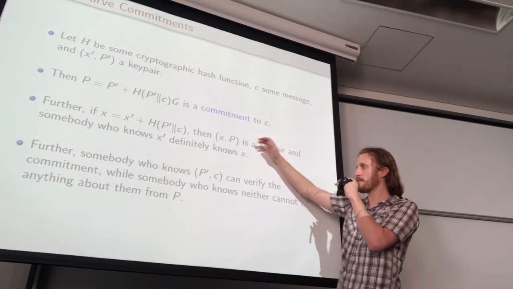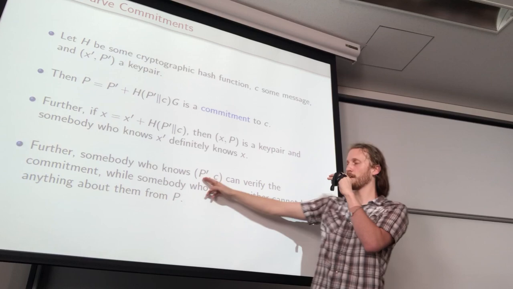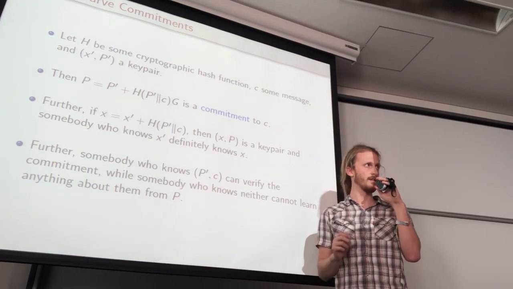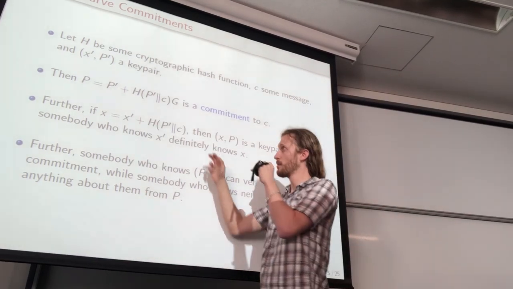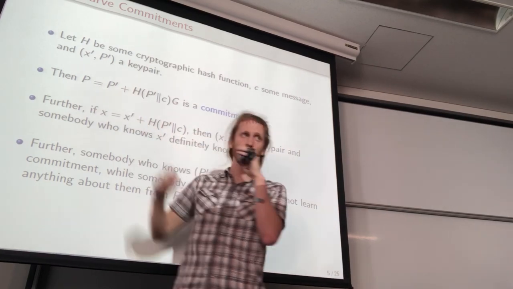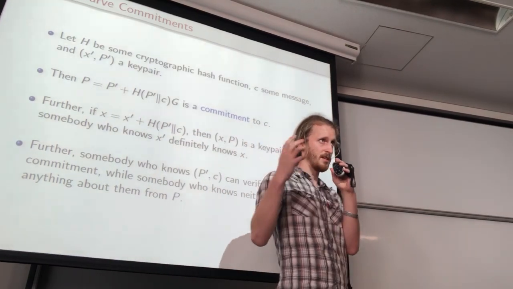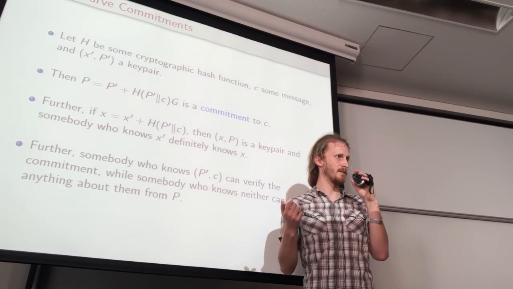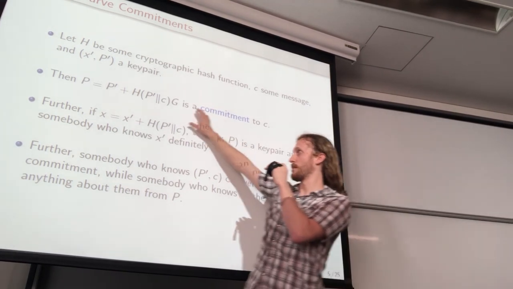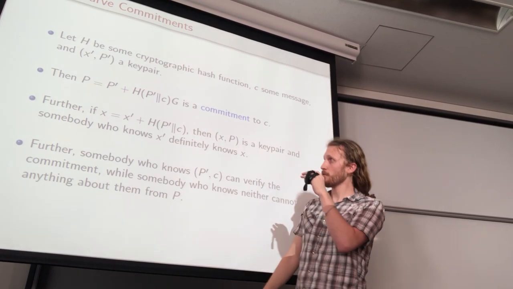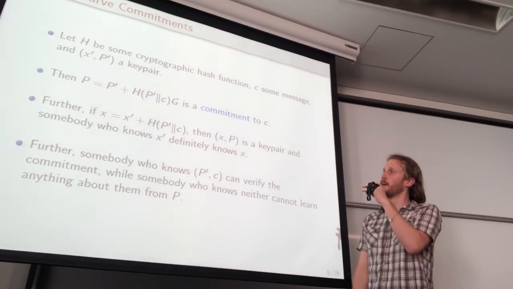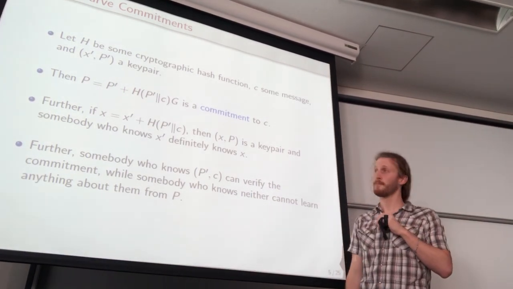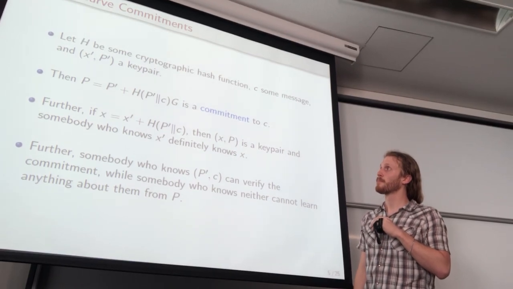So to demonstrate that I even did this commitment, I have to reveal my original point and what I committed to. But if I don't do that, this commitment point is going to look uniformly random to anybody looking at it. Just like the original point did, they can't even tell that there was a commitment. This is really a very surreptitious thing to do. But if you didn't add P prime, you could tell that it was?